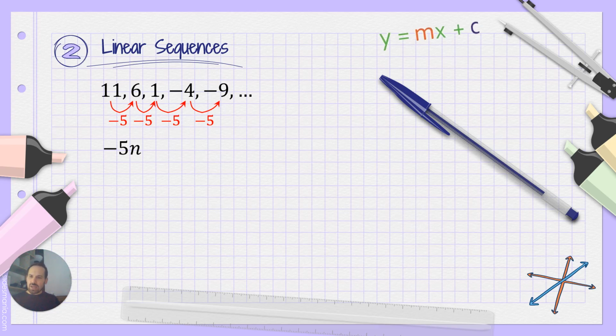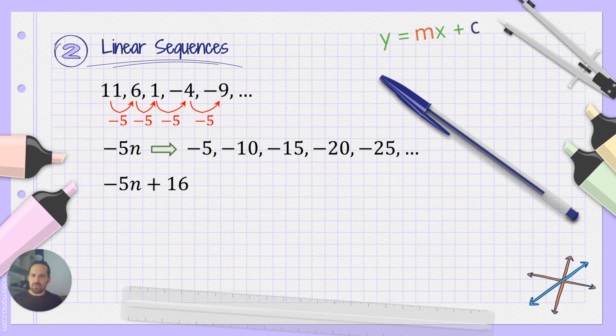And so we know the equation for the nth term is going to have minus 5n plus some constant amount. So let's look at what minus 5n would produce first of all. For n equals 1, 2, 3, 4, we get minus 5, minus 10, minus 15, and so on. So we see we've got the correct rate of change. We're going down by 5 each time, but again, our values are off. So we need to add some constant value. In this case, it's going to be plus 16.